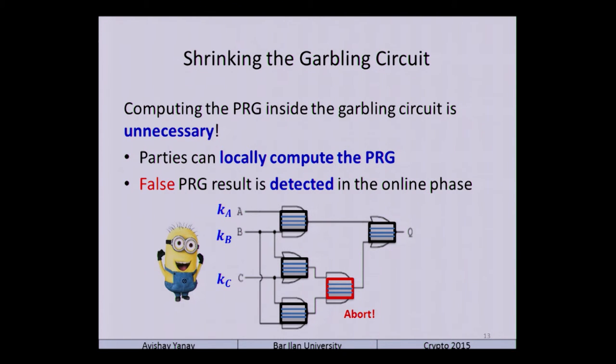And if a player cheated in one of the PRGs that it input to the SPDZ invocation, then the parties will detect it in the online phase because they will encounter an invalid garbled gate, and then they will abort. And we already know that early abortion is unavoidable in the dishonest majority setting. So this way we solve the problem of the size of the circuit that computes the garbled gate.